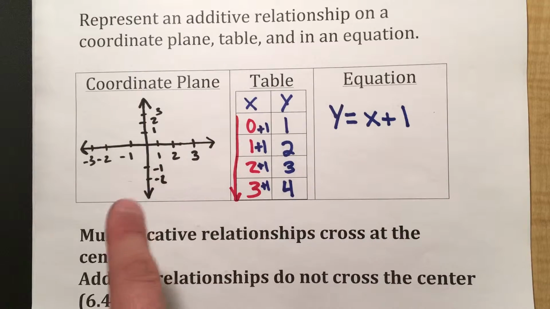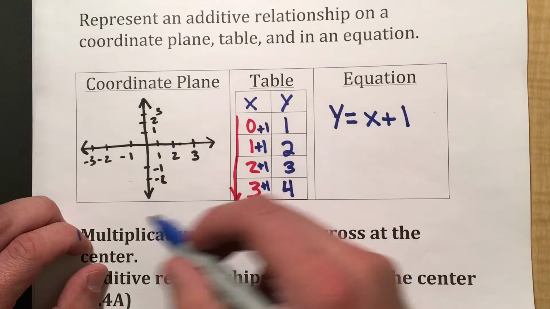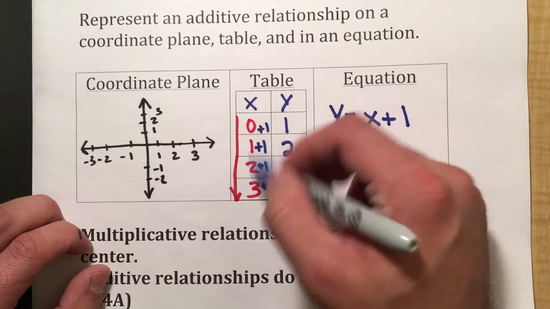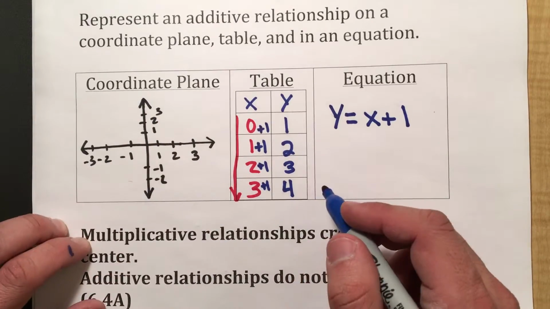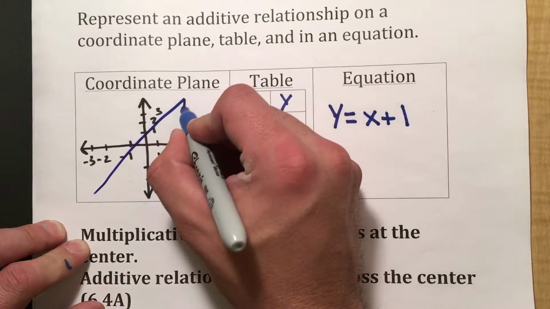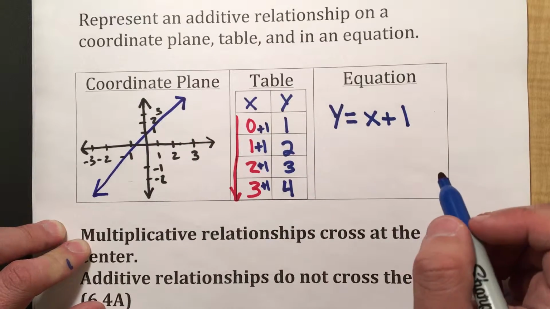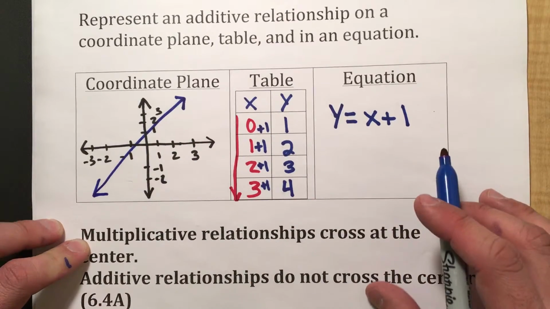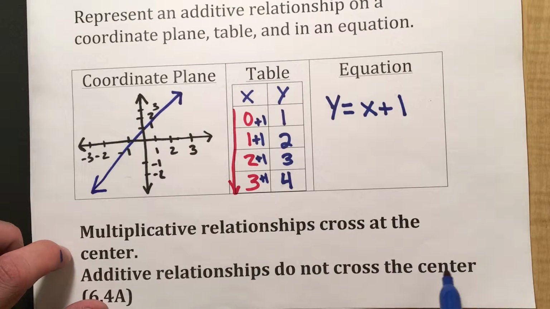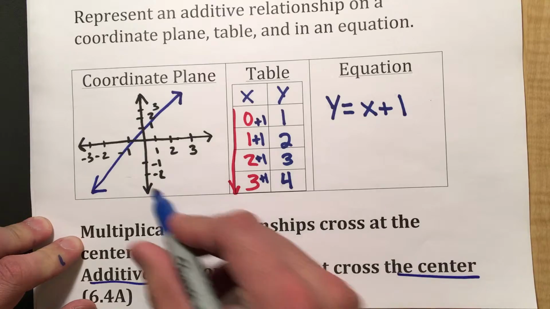And on the coordinate plane, how would that look? The only thing we've got to remember is that when we have an additive relationship, it will never cross the center. Let's say we were to graph all of these points on the coordinate plane. I'm just going to do it really fast. It would probably look something like this. It would not cross the center, or the origin, of our coordinate plane. So additive relationships do not cross the center. They never cross the center of the coordinate plane.